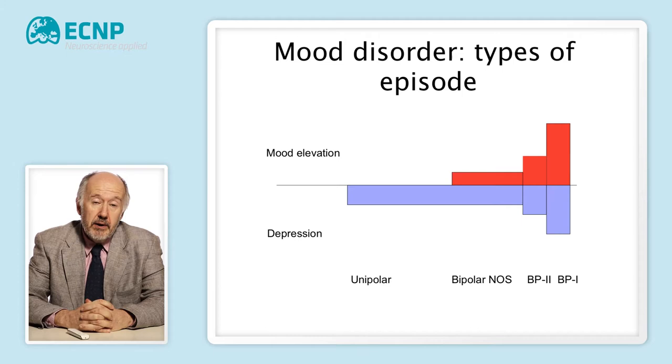And to the far right of this slide, you see patients who experience extremes of mood elevation, and they are called bipolar 1 or manic depressive psychosis in the traditional literature. You can see that depression occurs across this spectrum, and the important issue is whether or not the treatment should be the same for unipolar patients, those on the left of the slide, and bipolar 1 patients to the right of the slide. Now, if it were simply those two diagnoses, life would be relatively straightforward.